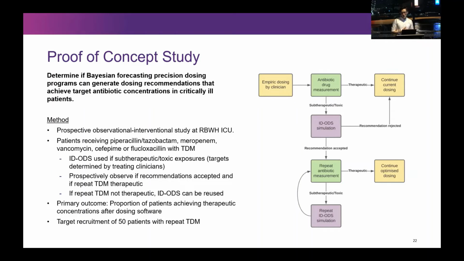If the recommendation was accepted, we then requested a repeat antibiotic measurement to determine if we actually got those patients to target concentrations after receiving the dosing recommendation from the software. And this cycle here could have been repeated multiple times if required. The primary outcome of this particular study was the proportion of patients that actually achieved target concentrations after using the dosing software. And we had a target recruitment of 50 patients with repeat TDM.